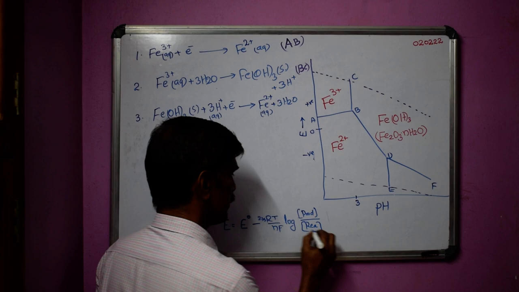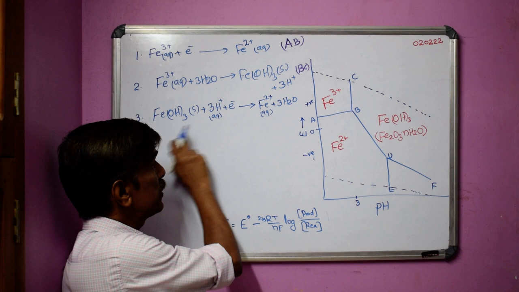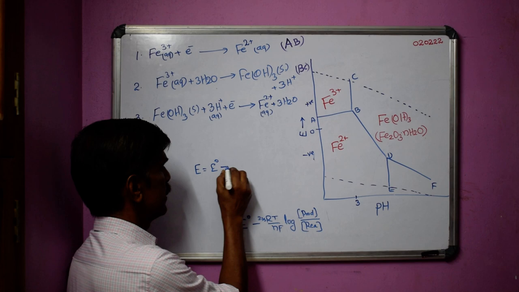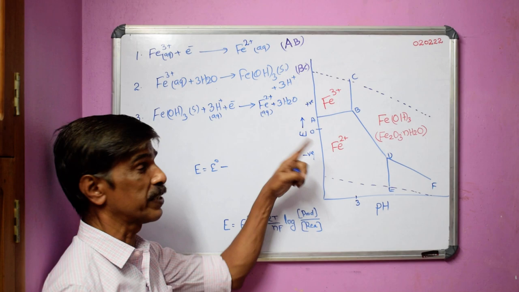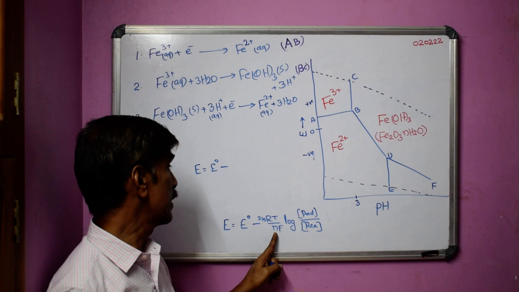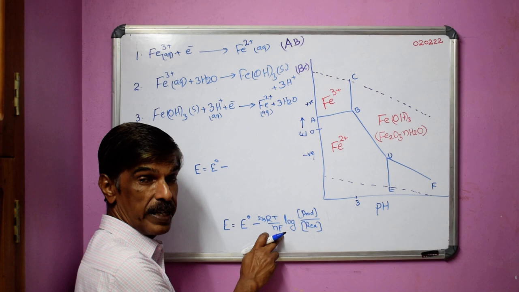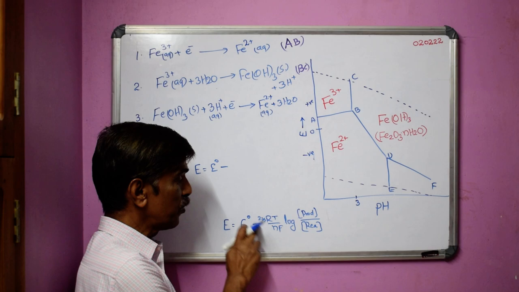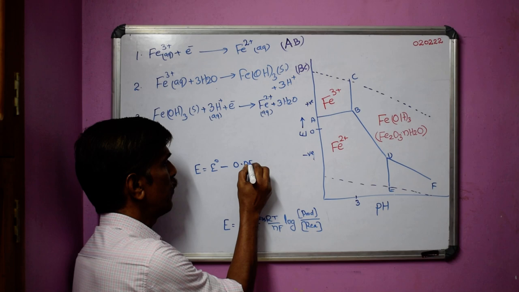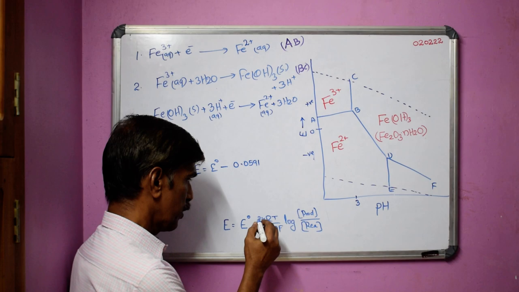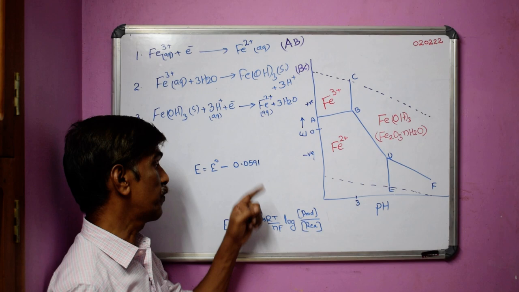If we apply the Nernst equation for this reaction, E is equal to E0 minus 2.303 RT by nF, where n is equal to 1, since one electron is involved with Fe3+ and Fe2+. R is a constant, T is 298 Kelvin or 25 degrees Celsius, and F is the Faraday constant, 96493. So 2.303 RT by nF with n equal to 1 is 0.0591.